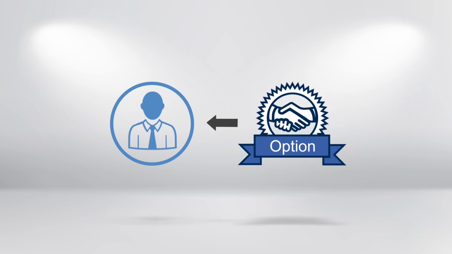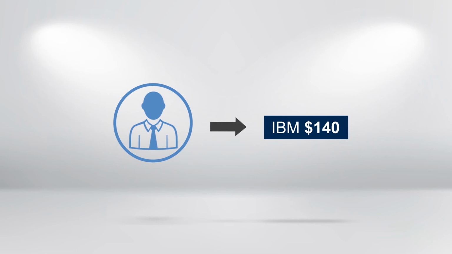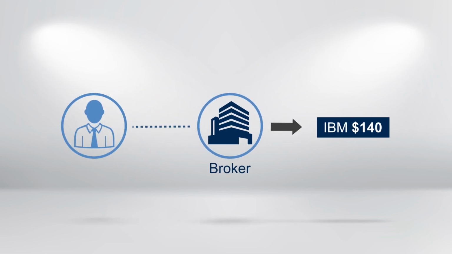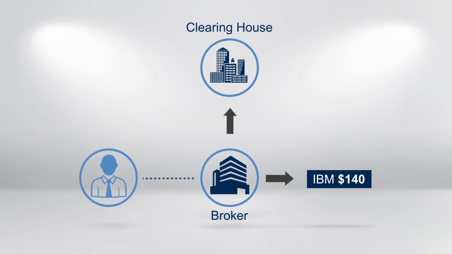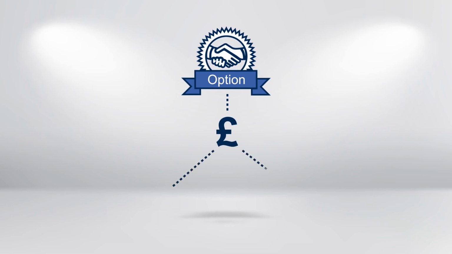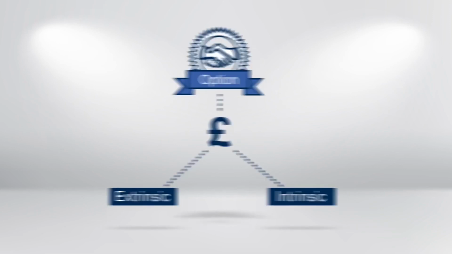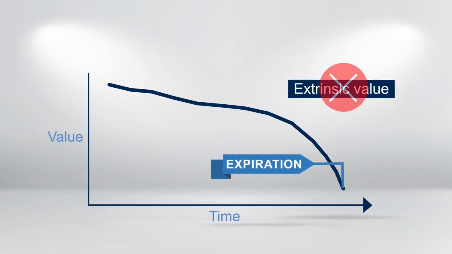So let's review what you've learned. A buyer of an option is considered to be long that contract. On the other hand, a seller of an option is considered to be short. If the buyer exercises the option to purchase a stock, he would have to notify his brokerage firm. The broker will notify a clearinghouse and randomly assign the notice to another brokerage firm. The premium of an option consists of extrinsic and intrinsic value. As an option buyer, you would lose the extrinsic value at expiration.